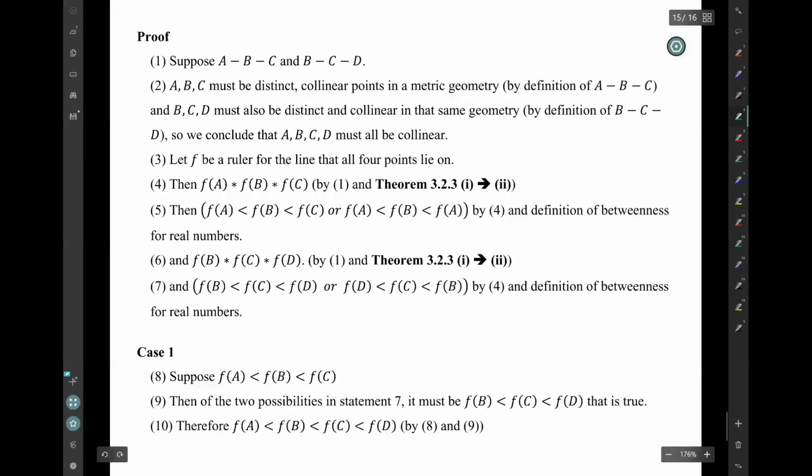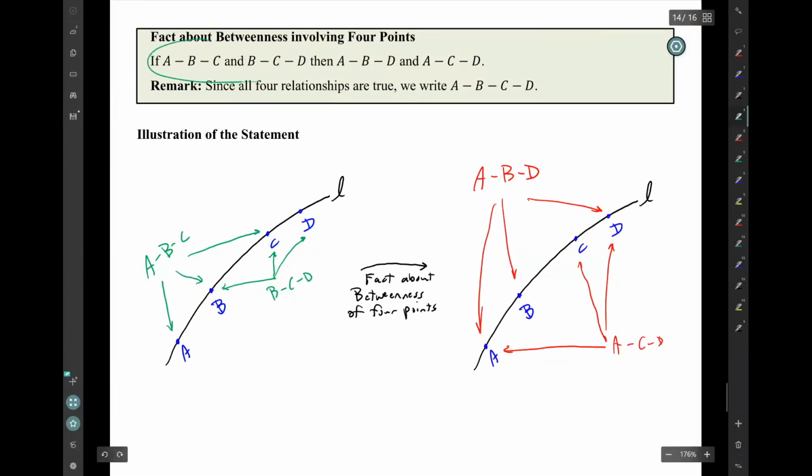Well, think about the proof structure. We have to start by saying, suppose that the given stuff is true, or suppose that the hypothesis is true. And we have to end by saying that that stuff is true.